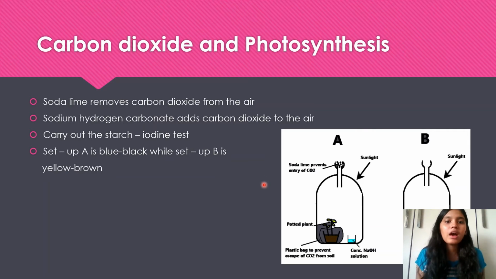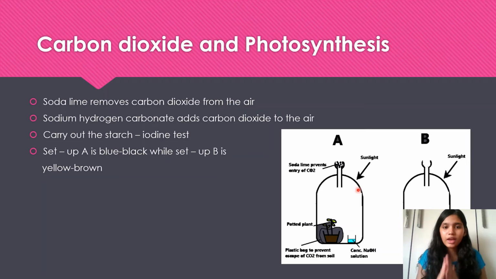Then after that, we have carbon dioxide and photosynthesis. I explained before, soda lime removes carbon dioxide from the air and sodium hydrogen carbonate adds carbon dioxide to the air. So what you basically do is, you have a jar, or you tie a polythene bag around a plant, and in the polythene bag you have a small dish with soda lime in one scenario, and in another scenario with the same plant you add sodium hydrogen carbonate instead of soda lime.